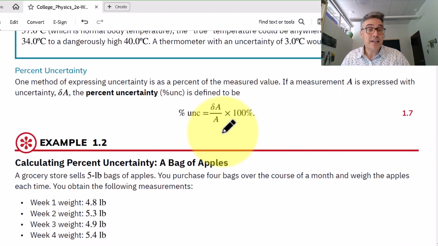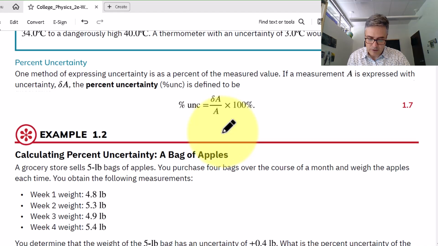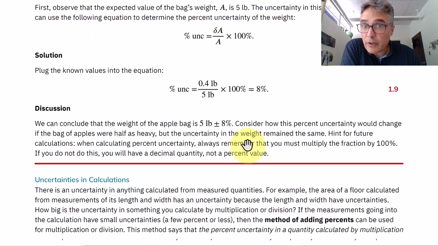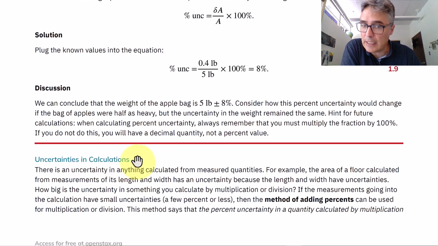Then there's something called percent uncertainty, really important, which is just the fraction. So the fraction of the uncertainty divided by the value that you measure. And if you want to convert it to a percent, you can just multiply times 100. Okay, so next section is a very important one for your practicals. It's called uncertainties in calculations.